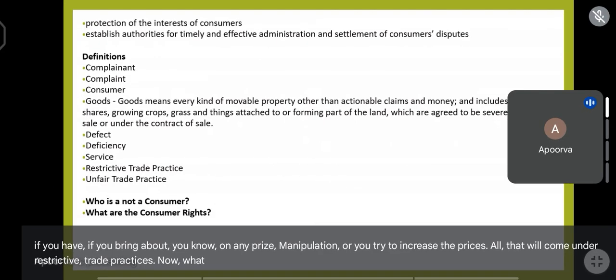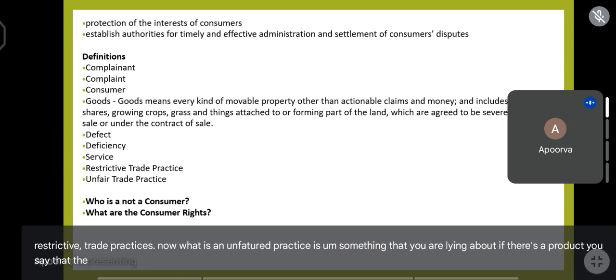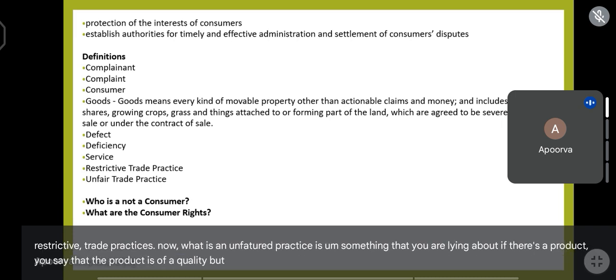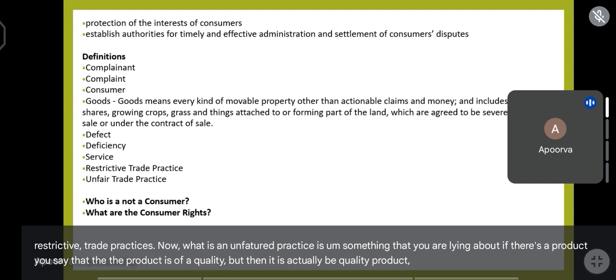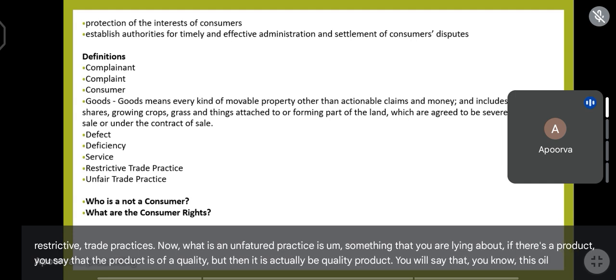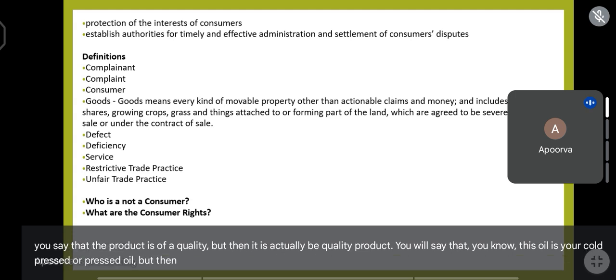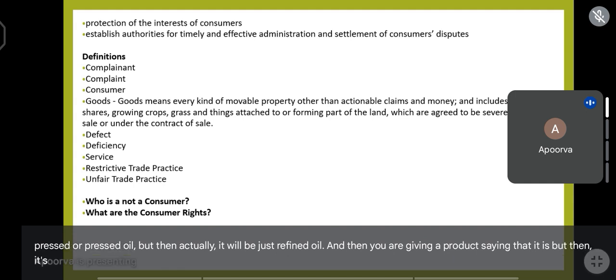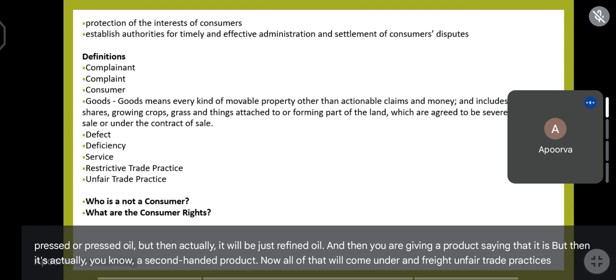Now, what is an unfair trade practice is something that you are lying about. If there's a product, you say that the product is of A quality, but then it is actually a B quality product. You will say that this oil is pure cold pressed or wood pressed oil, but then actually it will be just refined oil. And then you are giving a product saying that it is new, but then it's actually a second-hand product. Now, all of that will come under unfair trade practices. Any queries so far?